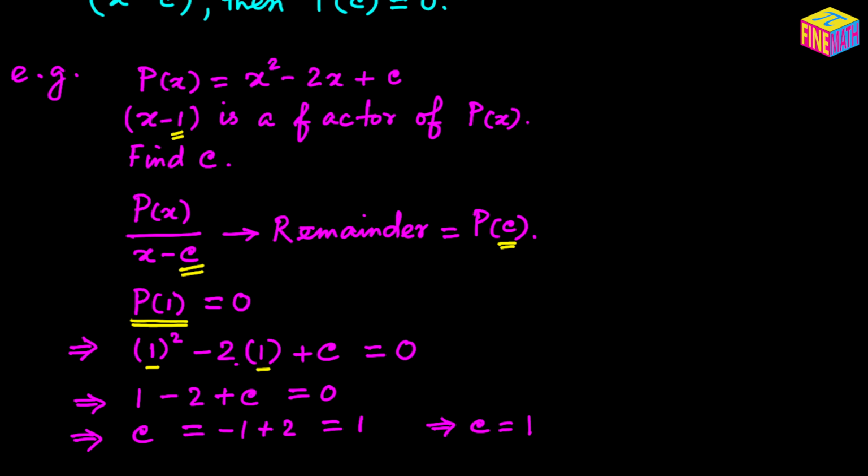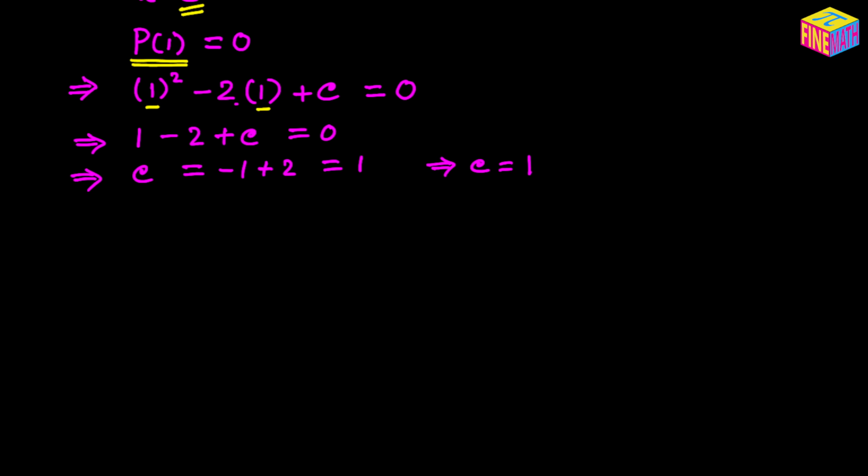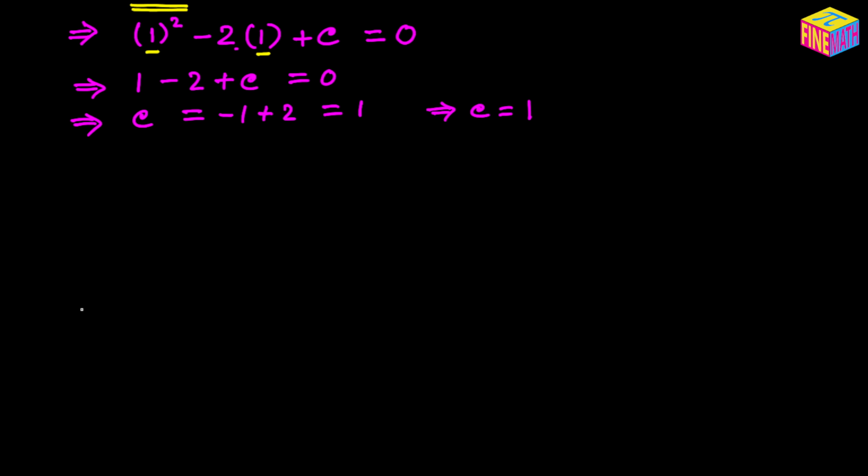Let's take another example. Suppose we are given a polynomial. So this is another example. Suppose we are given a polynomial which is p of x is equal to, let's say, x squared minus 3x plus some unknown constant k, right? And we have been told that x plus 1 is a factor.